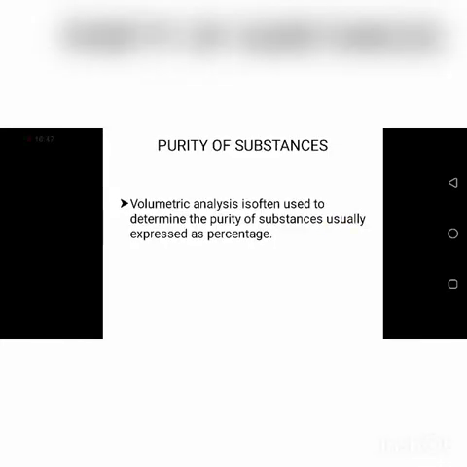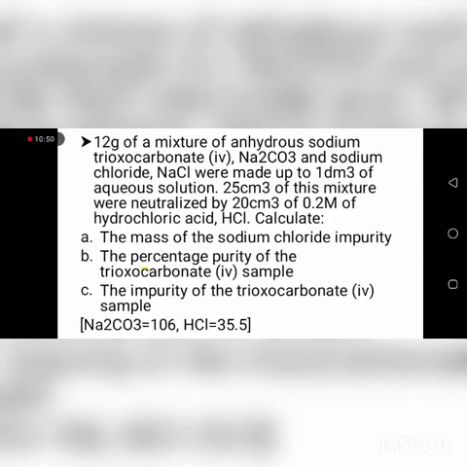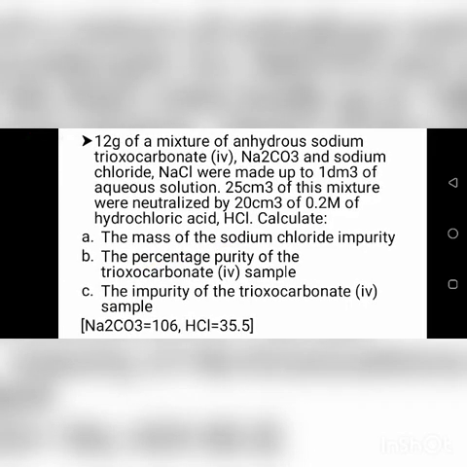So let's take a particular calculation to illustrate that. Now look at this example. 12 grams of a mixture of anhydrous sodium carbonate and sodium chloride were made up to 1 dm³ of aqueous solution. That means that this sodium carbonate is the base in this question, and the impurity there is sodium chloride. So when sodium chloride is mixed with sodium carbonate, 12 grams of the mixture was obtained. Now 25 cm³ of this mixture were neutralized by 20 cm³ of 0.2 molar hydrochloric acid.